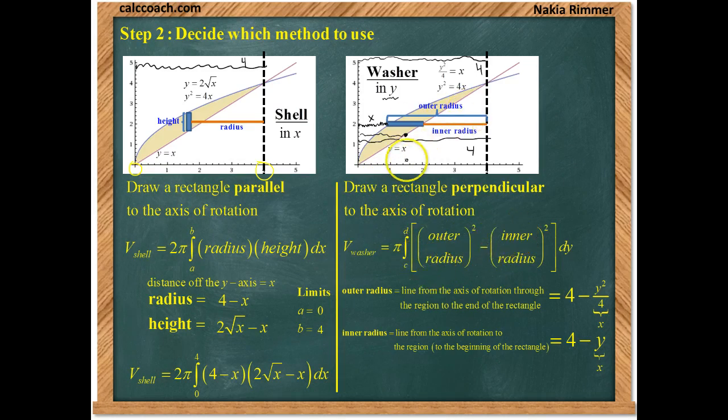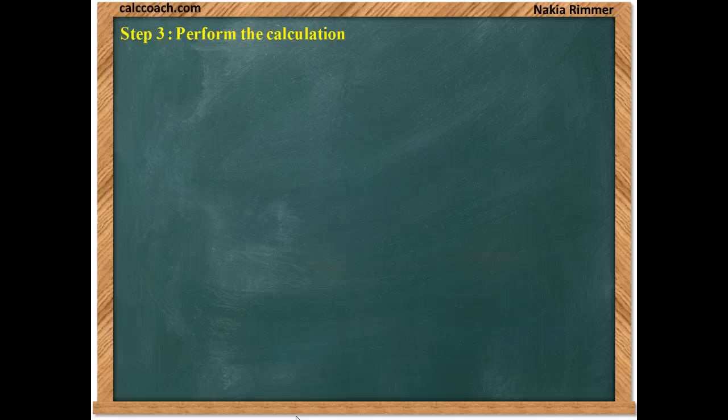How about the limits of integration? They're going to be the same. Y starts from a low point of 0 and goes to a high point of 4. So we have these two methods. Let's choose to do washer method. Not that shell is bad to do, we're just going to pick one, and washer is the one we're going to go with. So now let's perform the calculation.